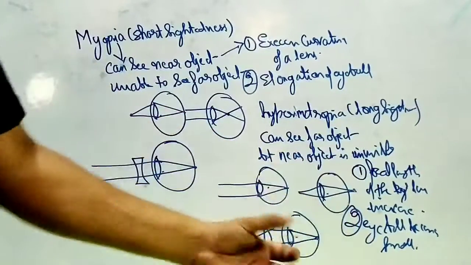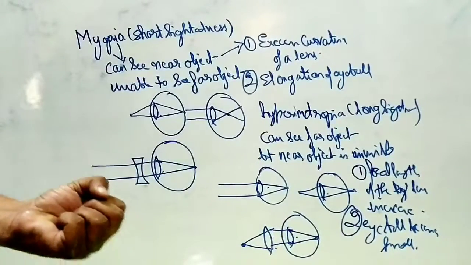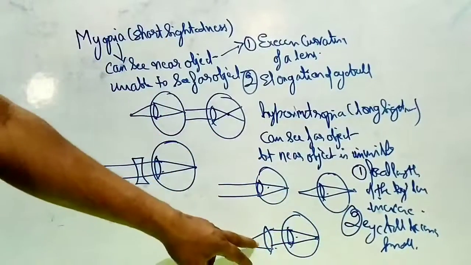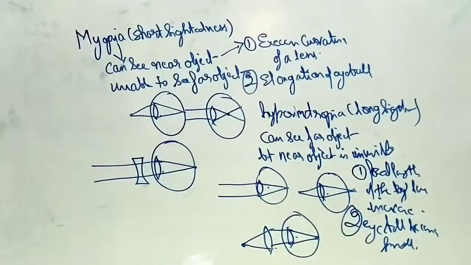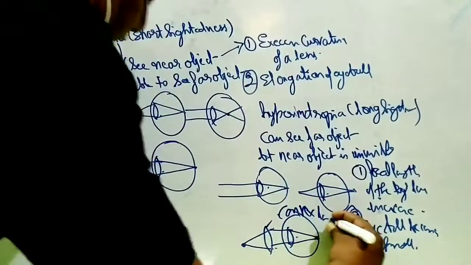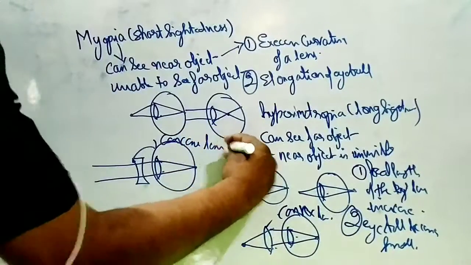Why? Because the focal length of the eye lens increases, the eyeball decreases. The eyeball becomes small. This is the reason behind it. Now to remove this defect, we use a convex lens. In myopia, we use a concave lens.